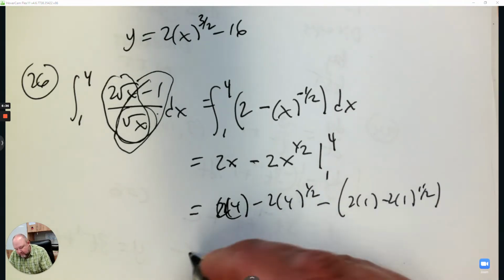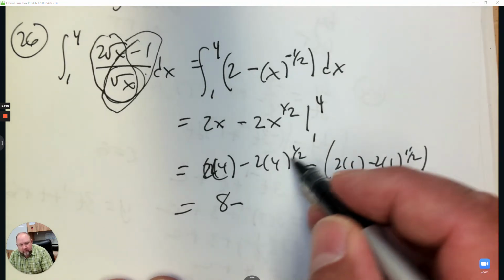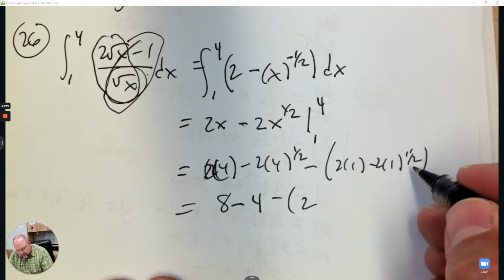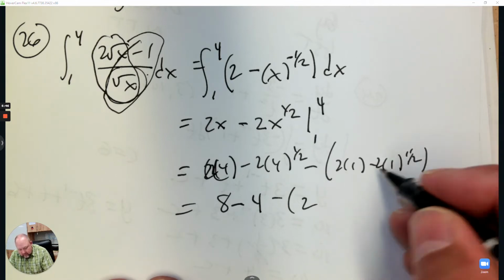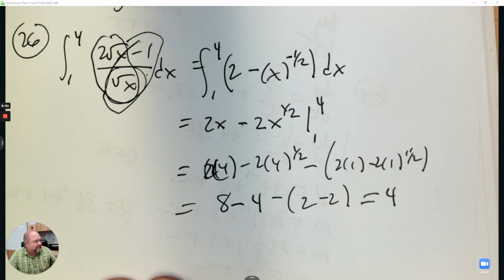And if you did have to simplify this, that's 8. The square root of 4 is 2 times 2, that's 4. This is 2. 1 to any exponent is 1. Take away 2, that's 0. So I think I'm left with 4. Double check my answer. Good.